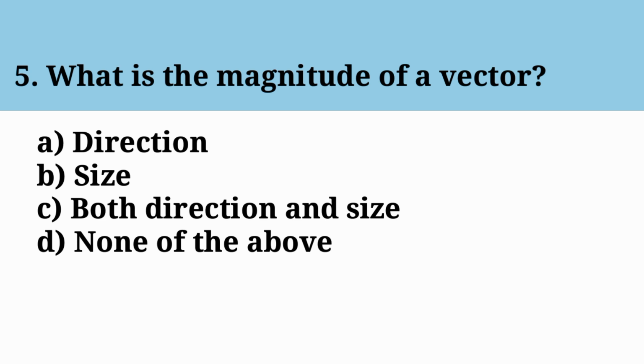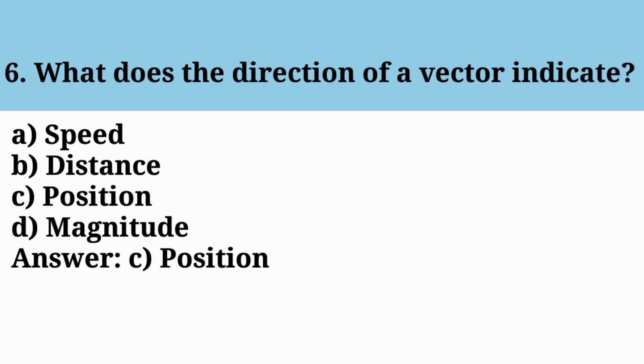What is the magnitude of a vector? Option B, size is correct. What does the direction of a vector indicate? Option C, position is correct.